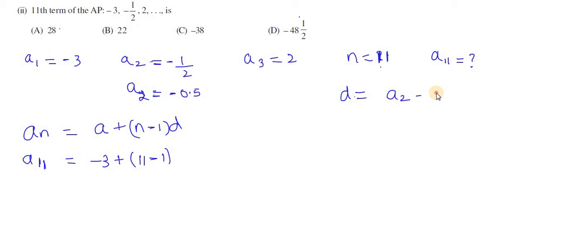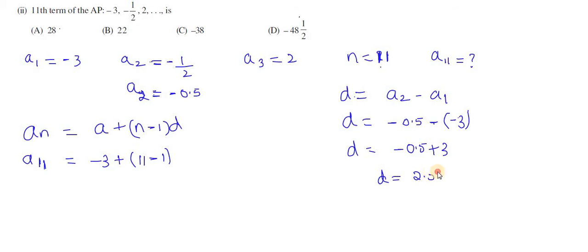So d is equal to, what is A2? That is minus 0.5, minus of what is A1? Minus 3. So what will you get? d is equal to minus 0.5, then minus into minus is plus 3. So d is equal to plus 2.5. Our d value is plus 2.5. Now substitute here.